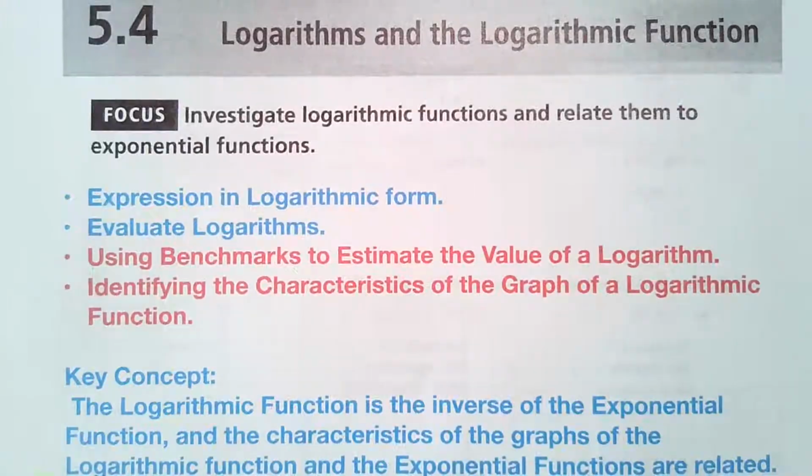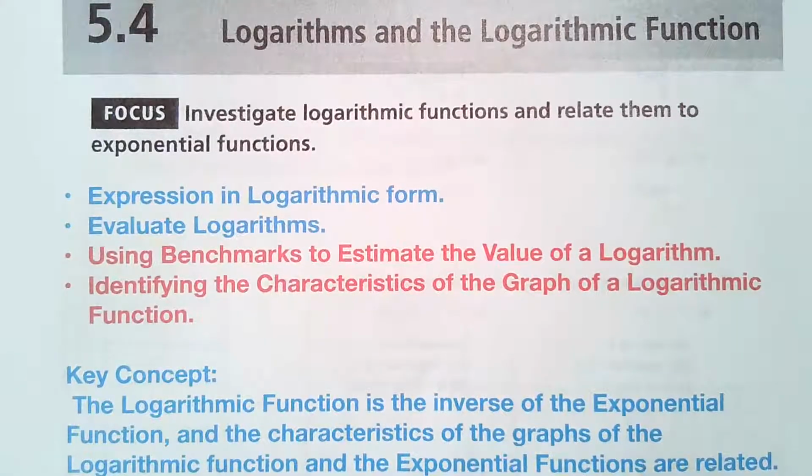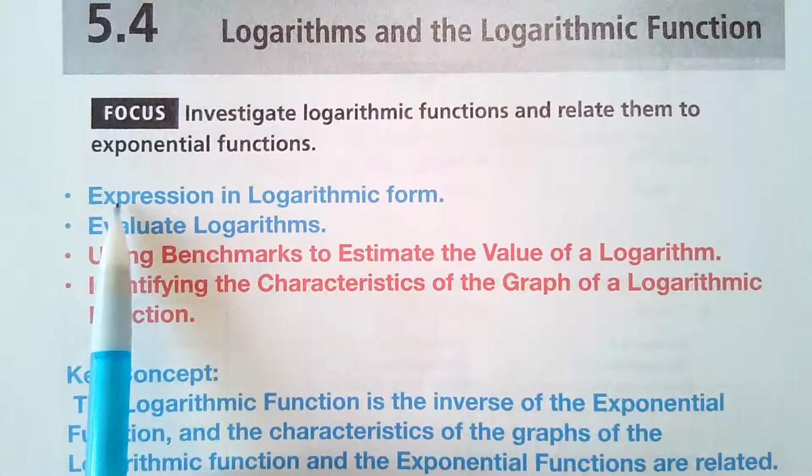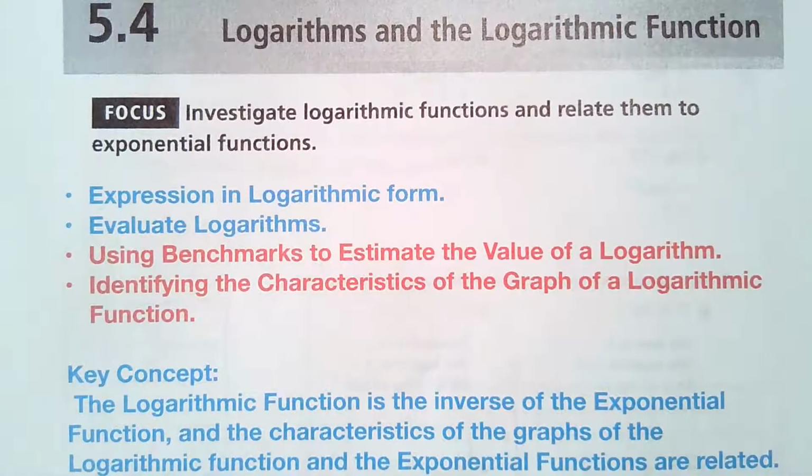Today we will be completing lesson 5.4. In the previous lesson, we determined how to write expressions in log form, and also to evaluate logarithms. We also learned that a logarithm is used to describe the inverse of a power. For example, the inverse of 10 to the power of x is log to the base 10 of x.